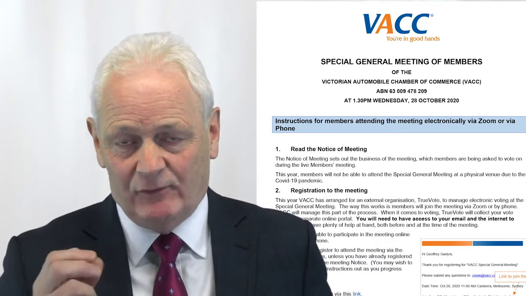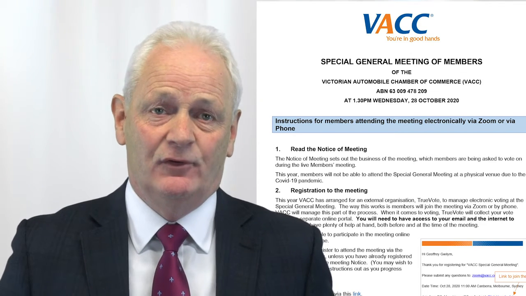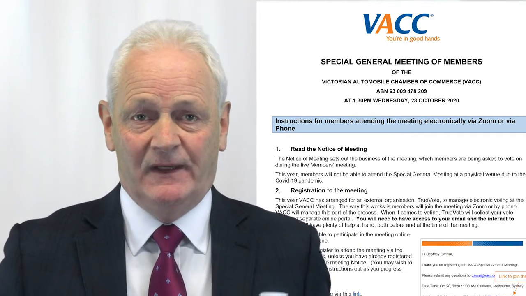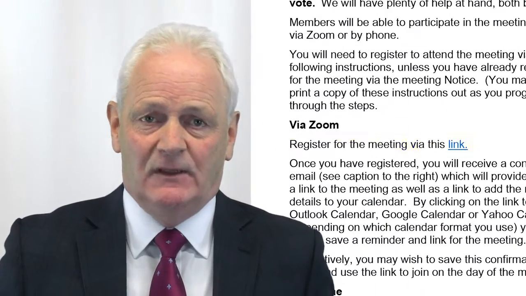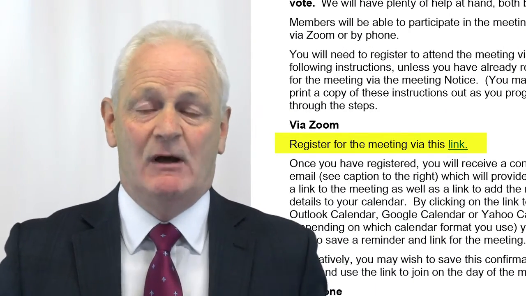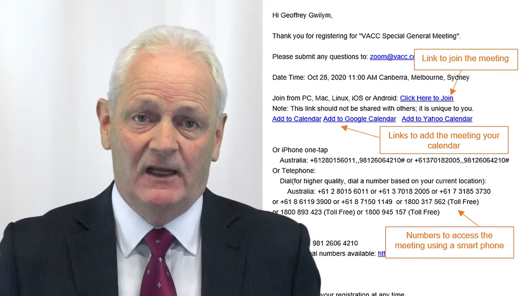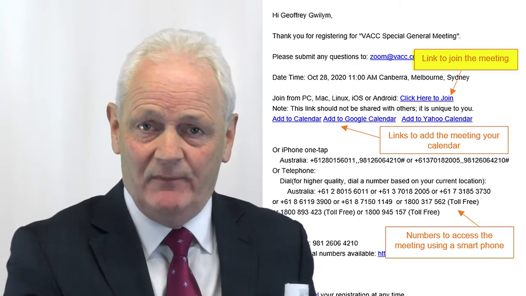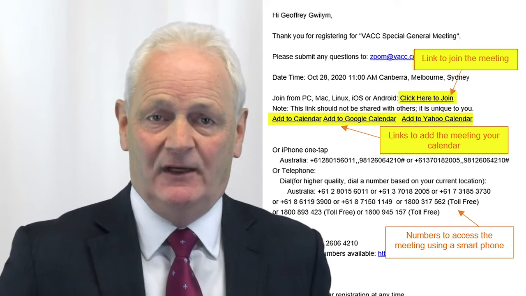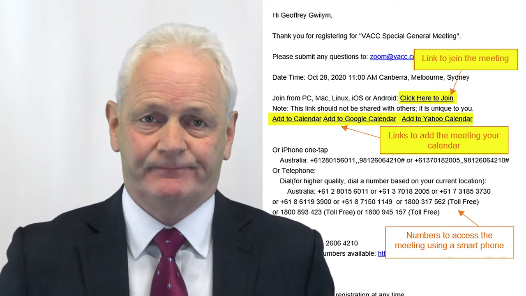Step 1 is registering to attend the meeting, and this is done through a link at the bottom of the notice of the meeting or from the link in the instruction sheet. Once you've registered to attend, you'll receive a confirmation email from us at the VACC, and this will give you a link to join the meeting on the day and also a link to put into your electronic calendar, and I really recommend you do that.